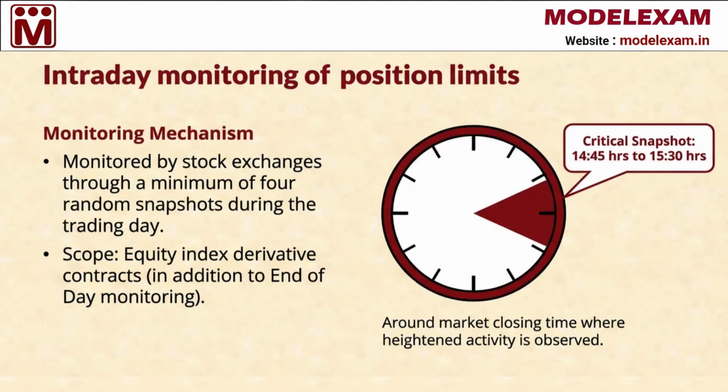You might wonder how the exchanges actually monitor these intraday limits. They do not just check at the end of the day. Instead, they use a random snapshot mechanism. The stock exchanges take a minimum of 4 random snapshots of the market positions throughout the entire trading day. This specifically applies to equity index derivative contracts. One of these snapshots is considered highly critical and always takes place between 14:45 hours and 15:30 hours, which is around the market closing time when trading activity usually hits its peak.